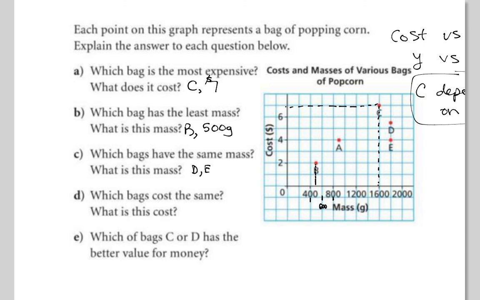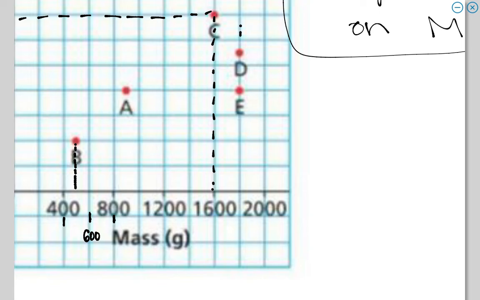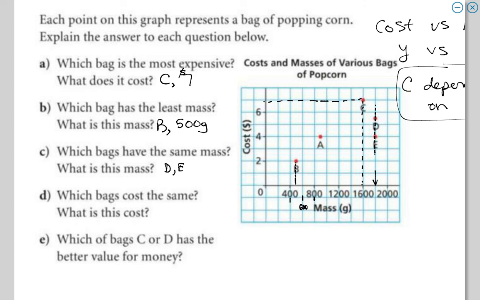D and E, you can look vertically here. They line up vertically. So that must mean they have the same mass right there, which is what? In between 16 and 20? What's in between 16 and 20 halfway? 18, good. So 1,800 grams. Which bags cost the same?